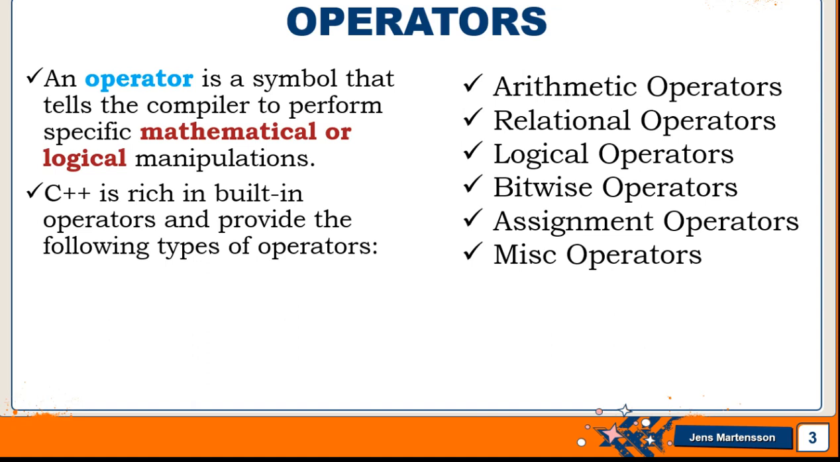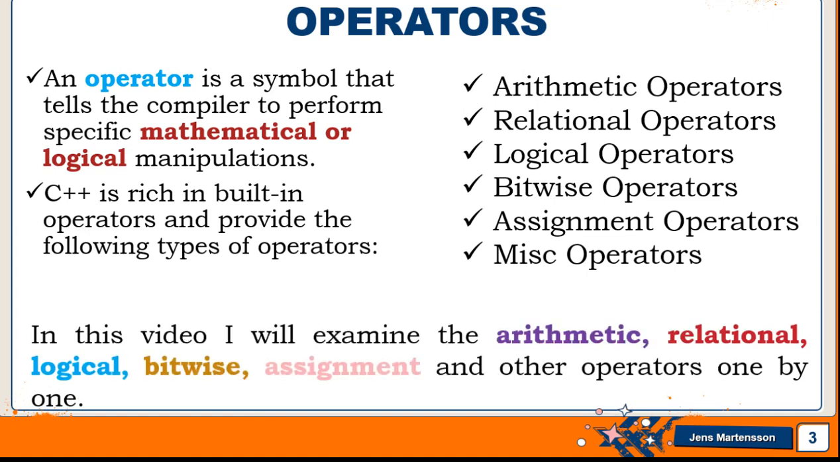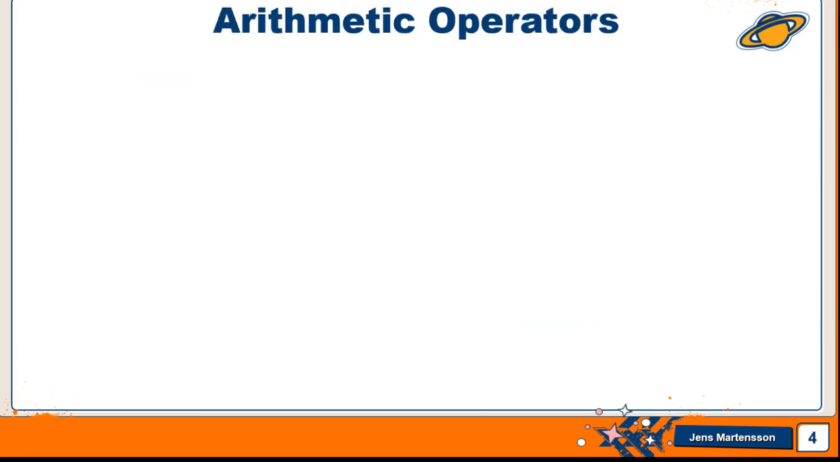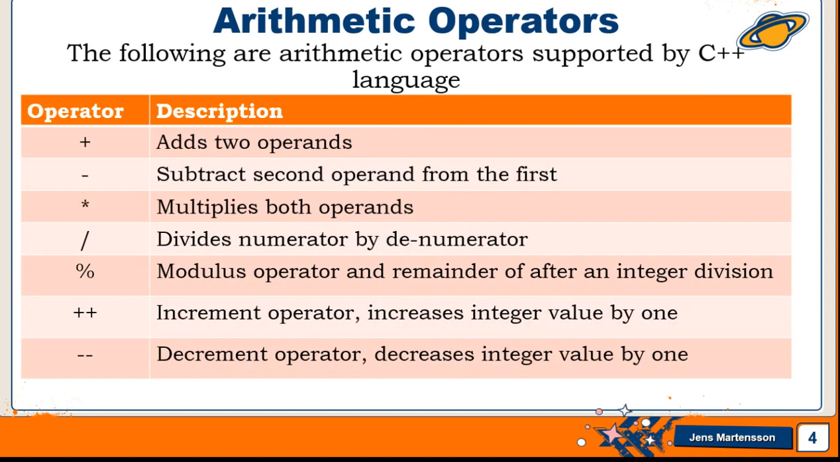In this tutorial, I'll be taking you through the arithmetic, relational, logical, bitwise, assignment, and other operators. So what are the arithmetic operators? These are the mathematical operators we have in C++. I believe we've all seen these operators before, with the exception of one or two that are new. Addition stands for adding two numbers. Subtraction stands for subtracting the second number from the first. So 5 minus 2 means we are subtracting 2 from 5.